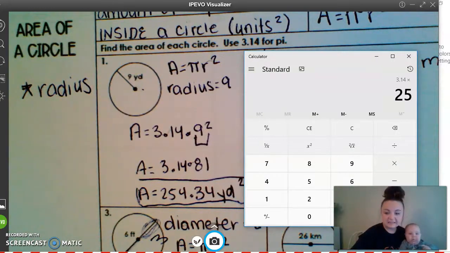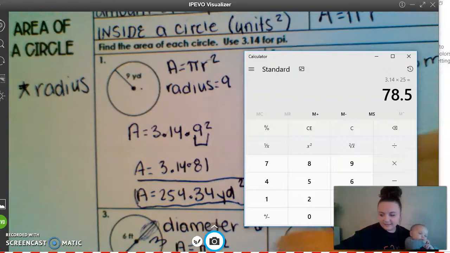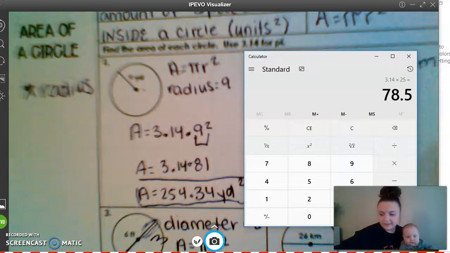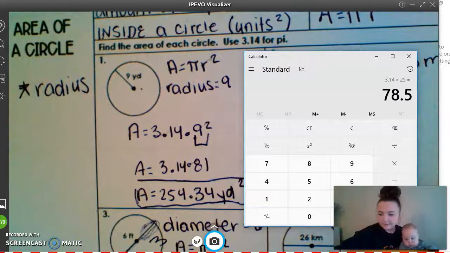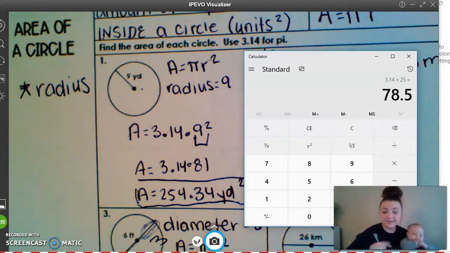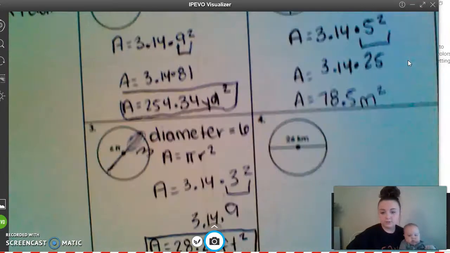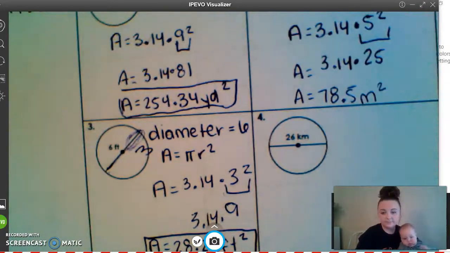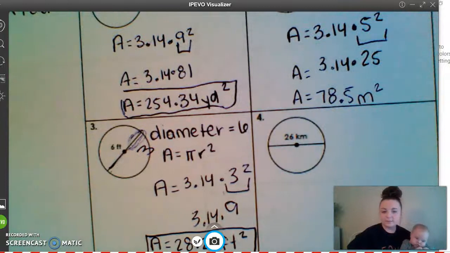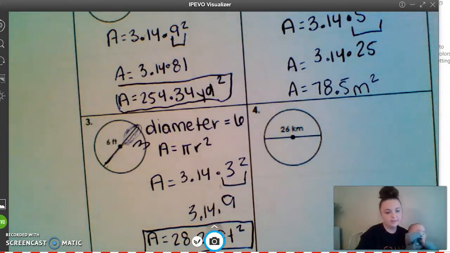Ah, that's disgusting. Yeah. So A equals 78.5 meters squared. As you can see, I have a mess that I'm going to pause and go clean, and then I'm going to come back. So while I am gone, you should go ahead and do number 4. So try it, then when I come back, we'll see if you got it right.